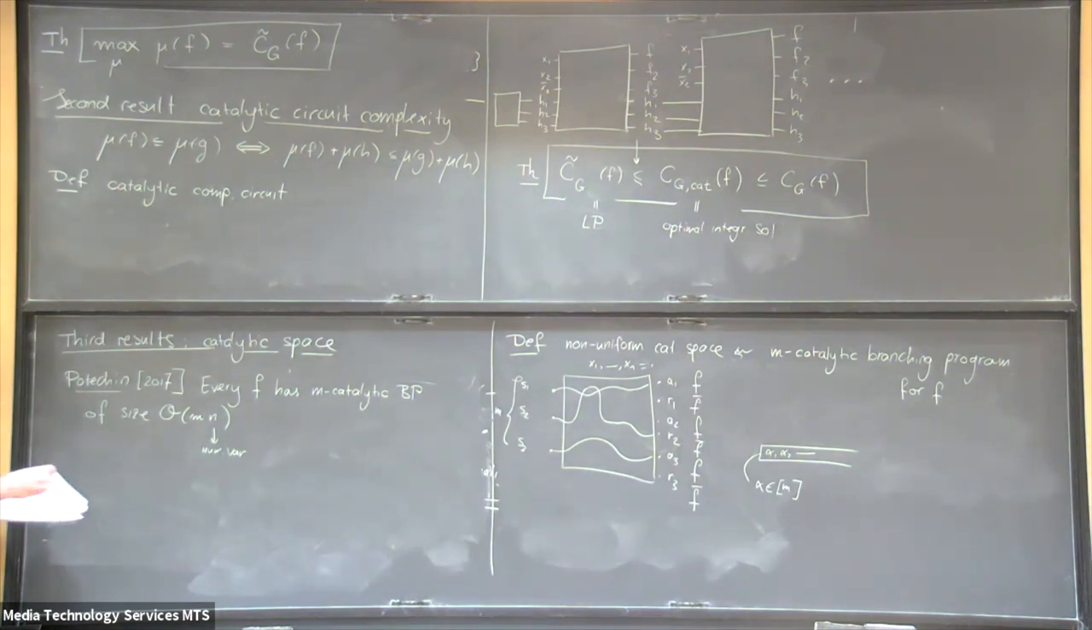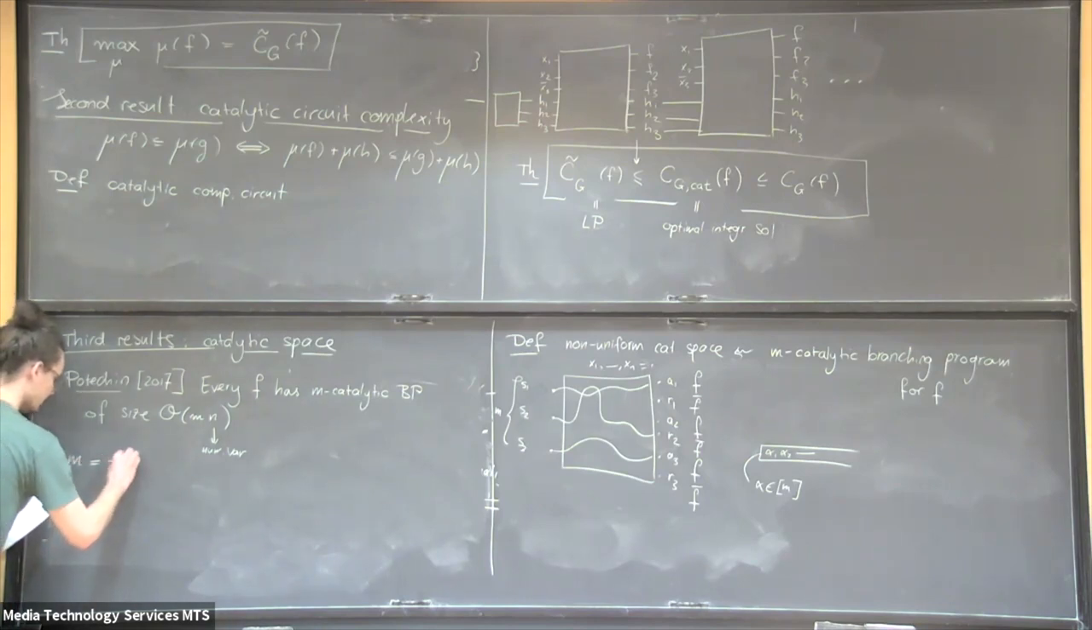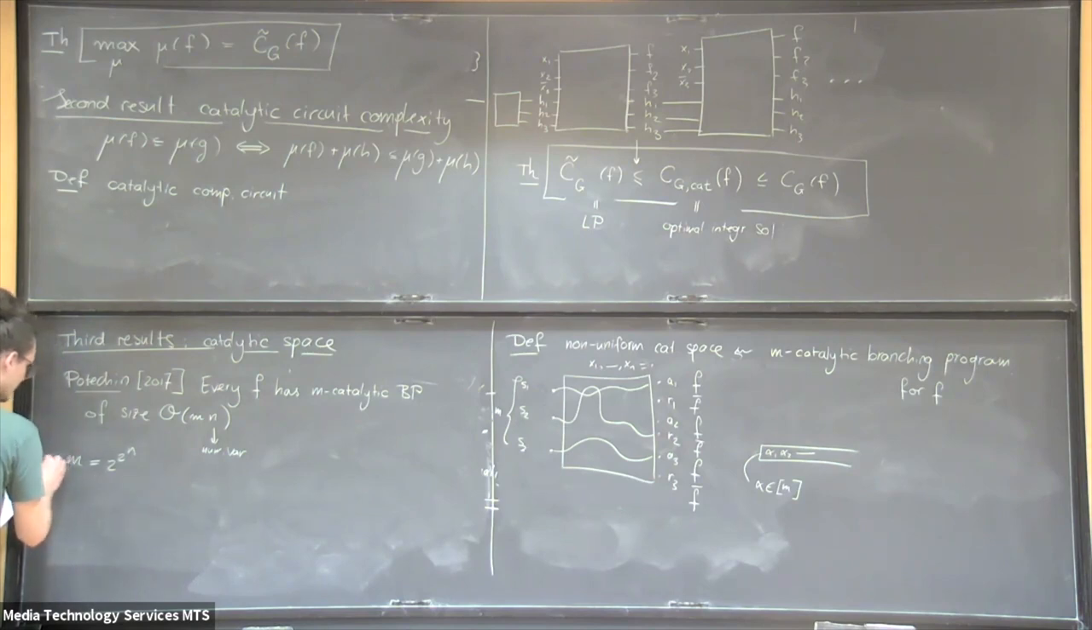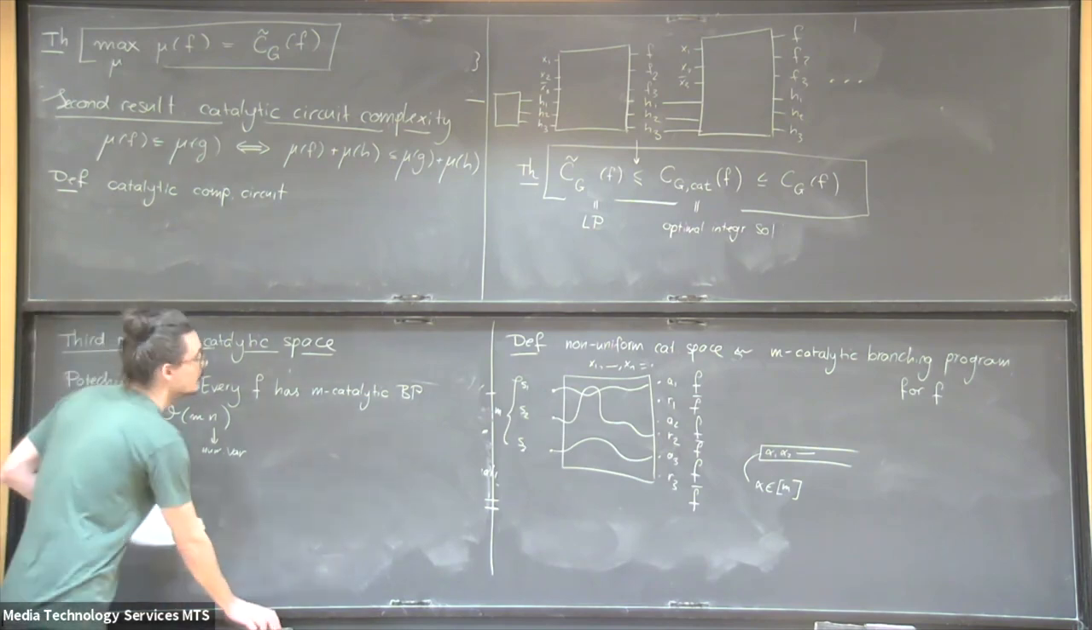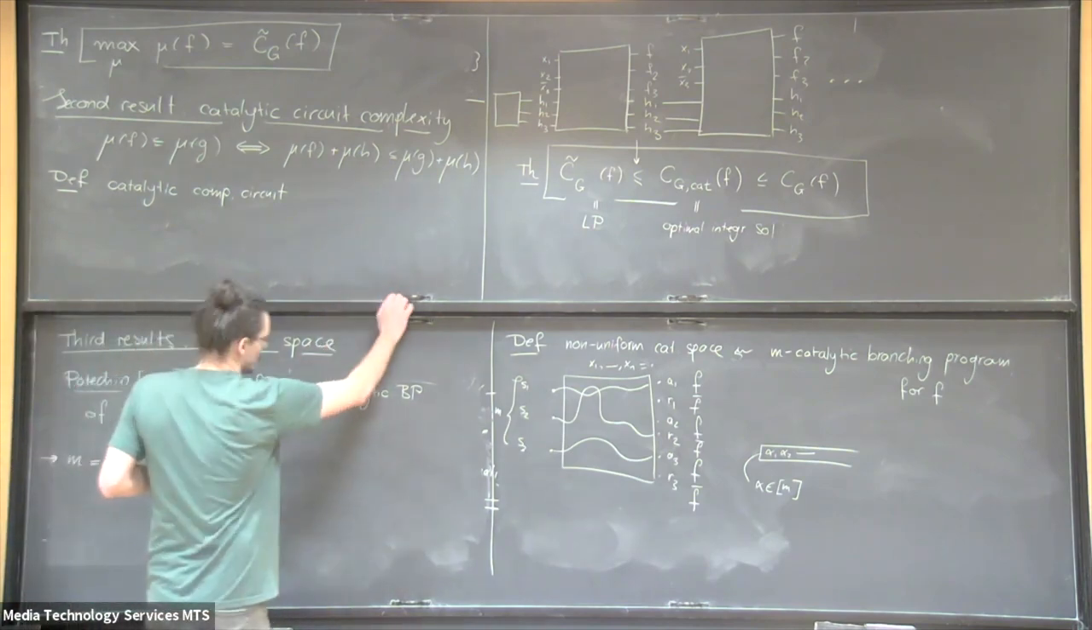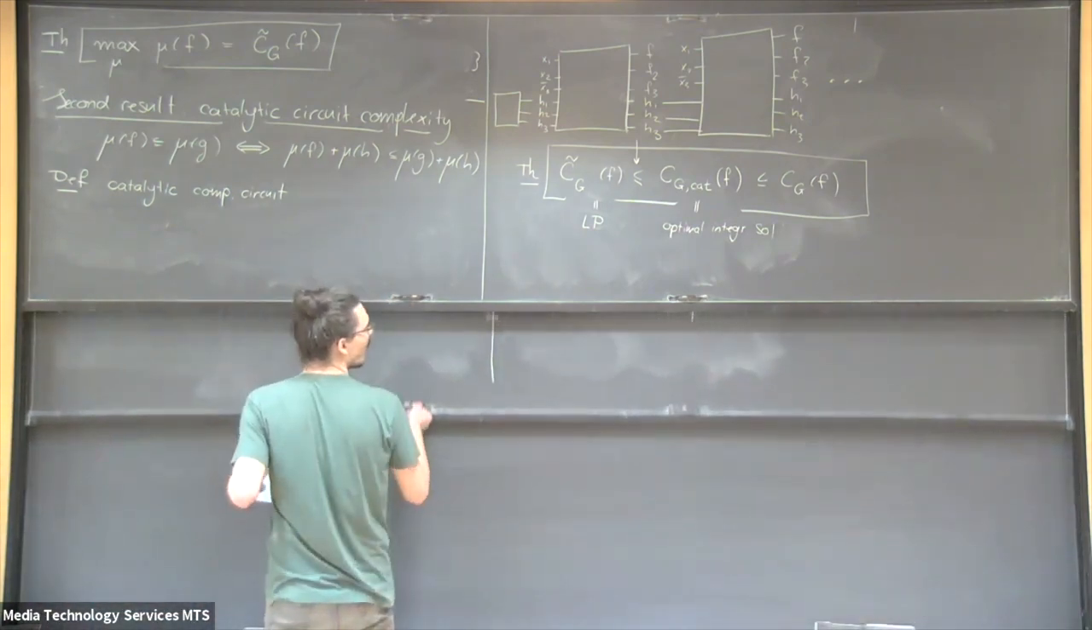Interestingly, M is really big in this kind of construction, namely exponential in N. But it also means that you're computing f many times. So it's amortized, and this is still a good upper bound. So what do we prove?